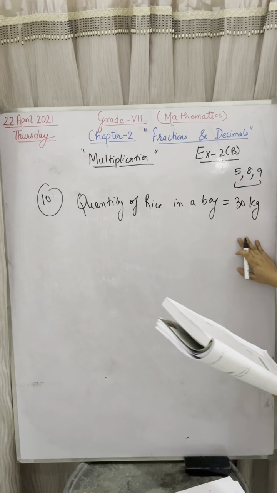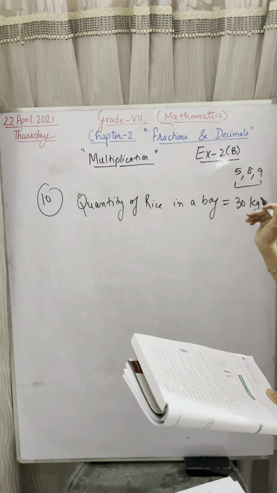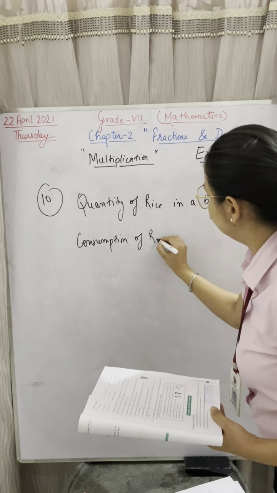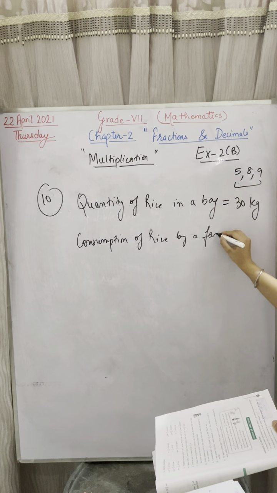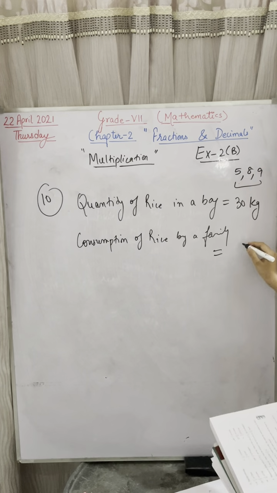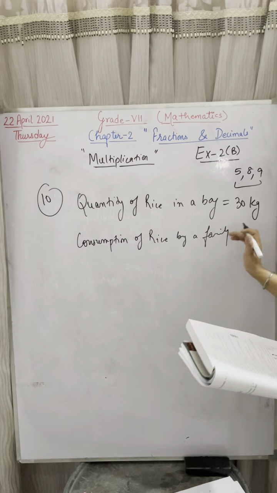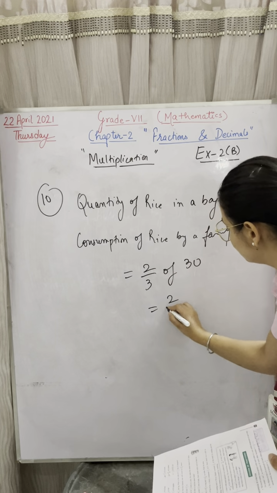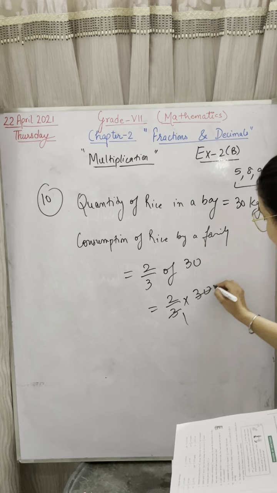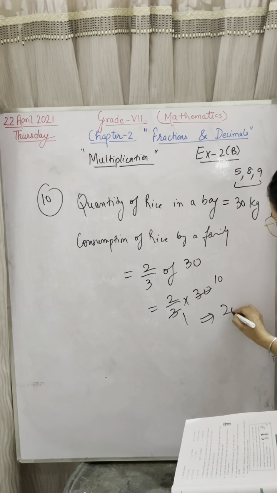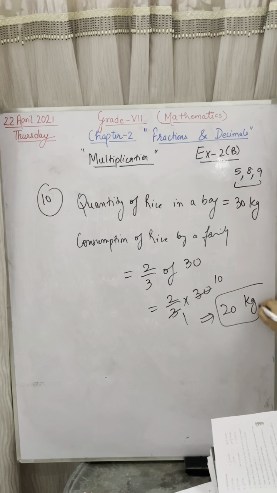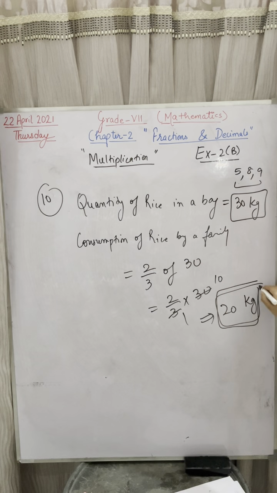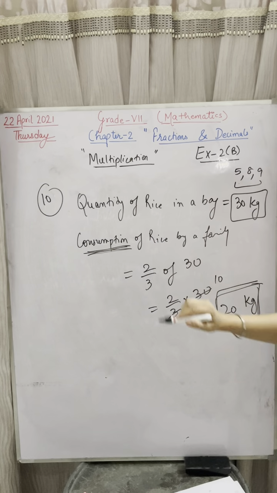Okay, they are saying that a family consumes 2 by 3 of it. Consumption of rice by a family is equal to 2 by 3 of it. 2 by 3 of it means 2 by 3 of 30 kg. So that is equal to 2 by 3 multiplied by 30. 3 tens are 10, 10 twos are 20 kg. Okay, this much quantity of rice the family has consumed. Consumption means they have used.